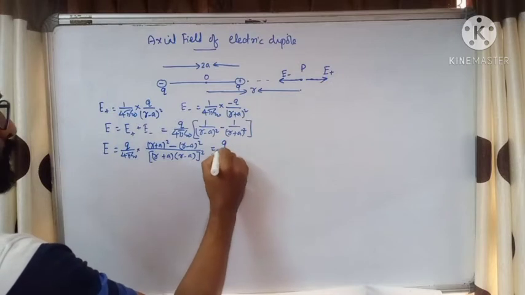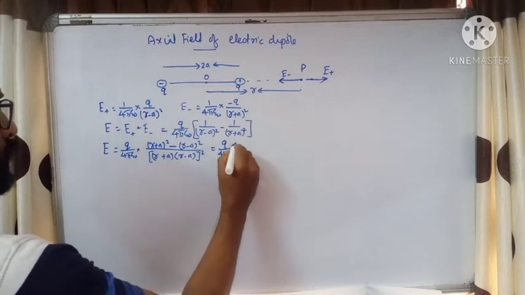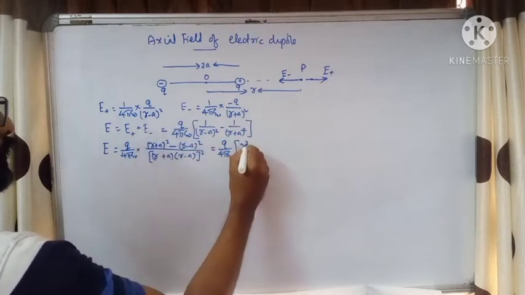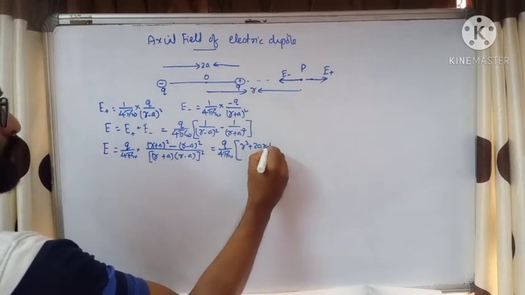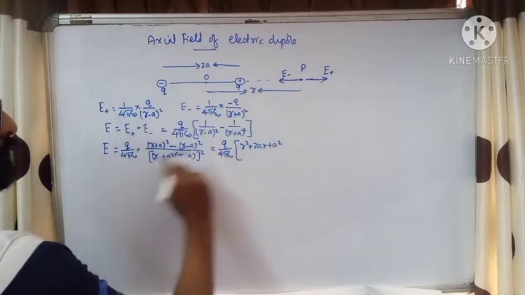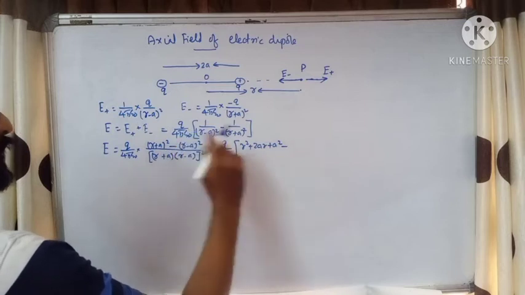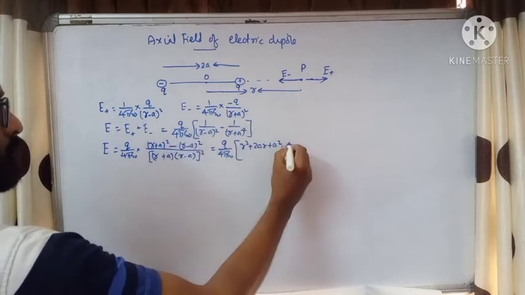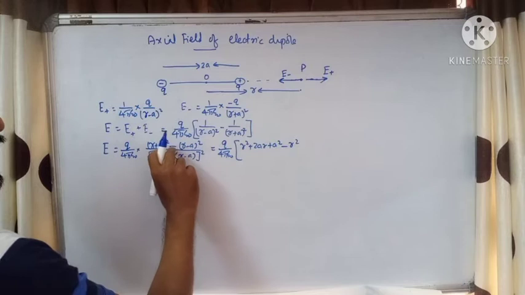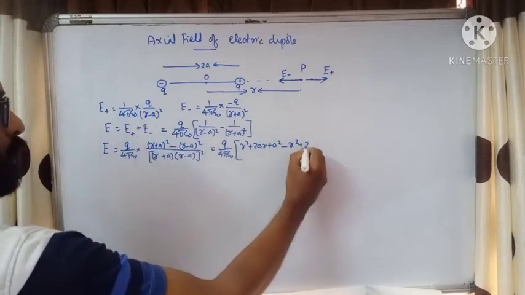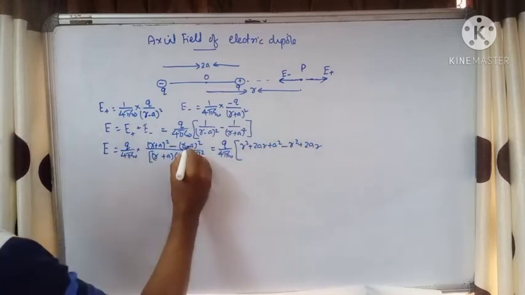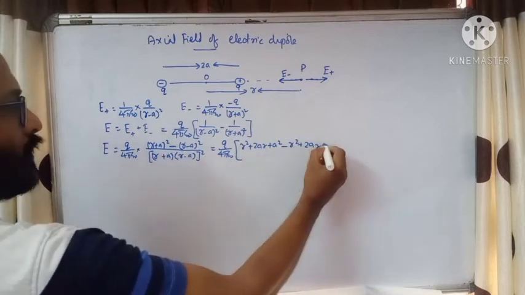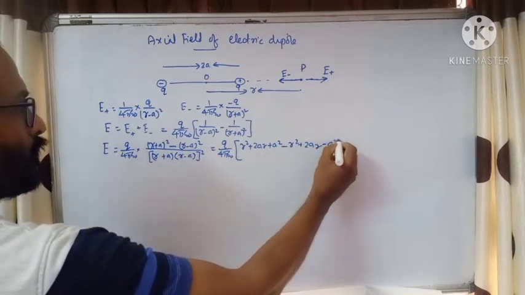q by 4 pi epsilon 0. I will expand this: r square plus 2ar plus a square, expansion of the first term minus expansion of the second term. r square minus 2ar, and minus, it will be plus 2ar. Then plus a square, and we have minus here, so there will be minus a square.